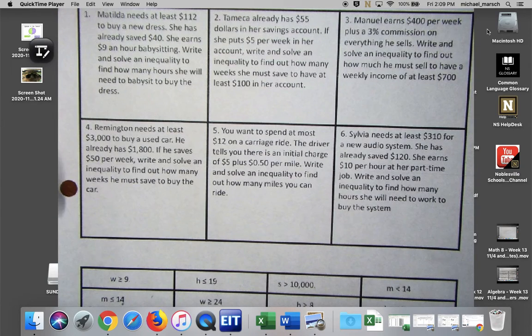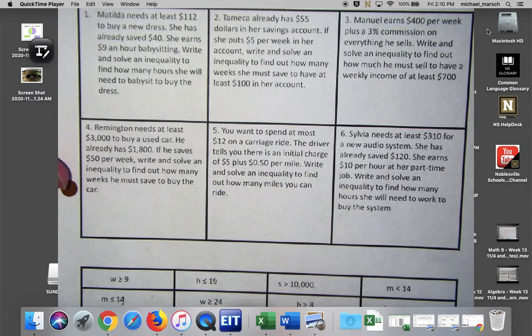What do you think? What's our variable? What's x representing? 9x plus 40 equals 112. What does the x mean, though? Number of hours. Hours she needs to work, right?